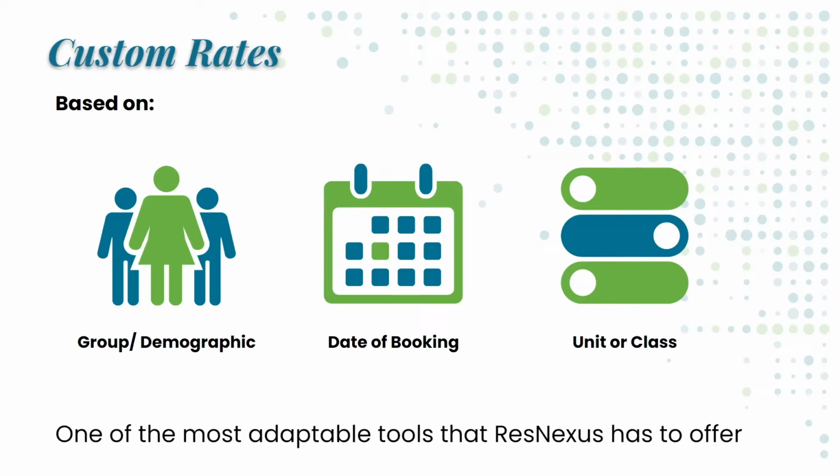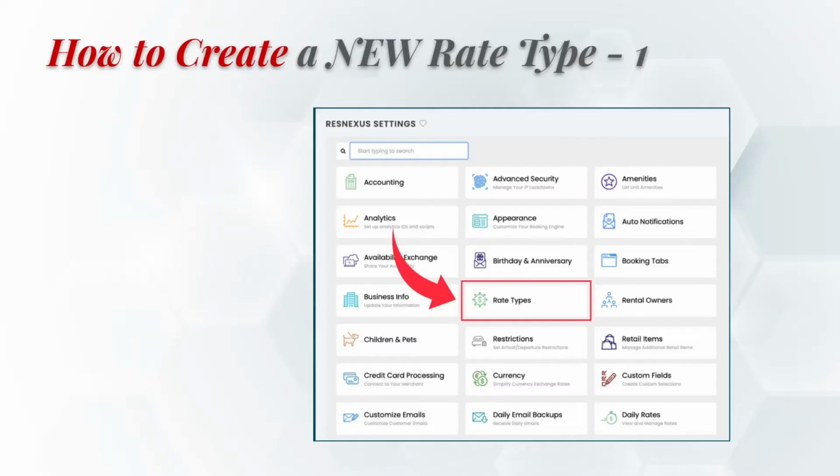You can create these custom rates and offer them to guests based on group affiliation or demographic. They can be made based on flexibility options like the date of booking. They can also be made based on rooms or classes included. Since they can be used in a variety of ways, rate types are one of the most adaptable tools ResNexus has to offer. Now that you know the different ways rate types can be set up, let's go into how to actually set them up in ResNexus.